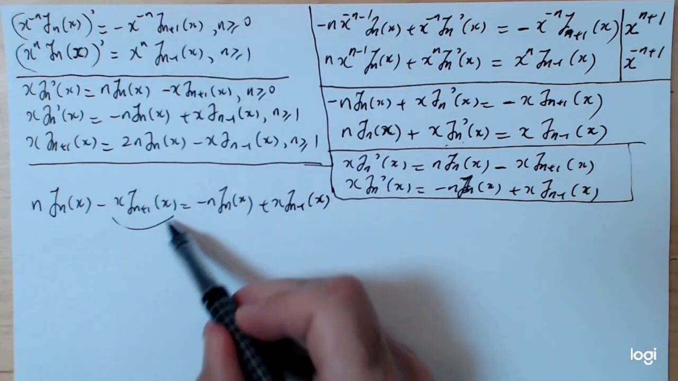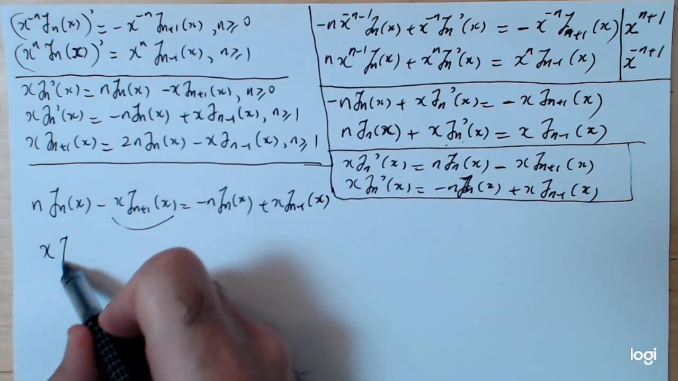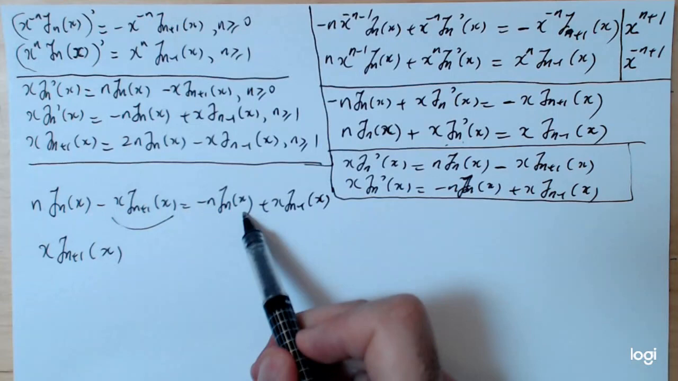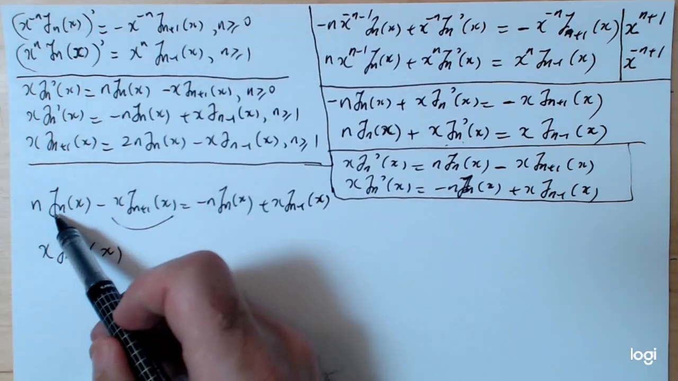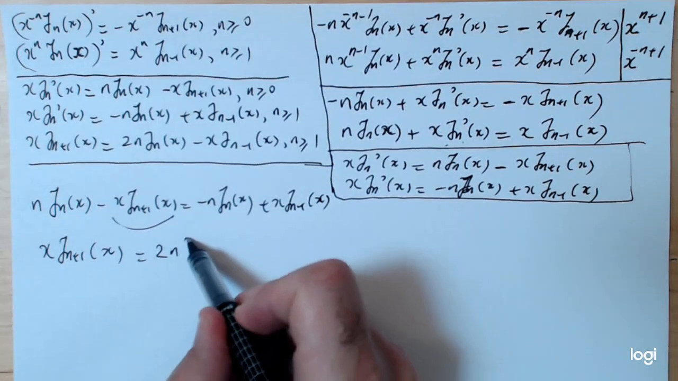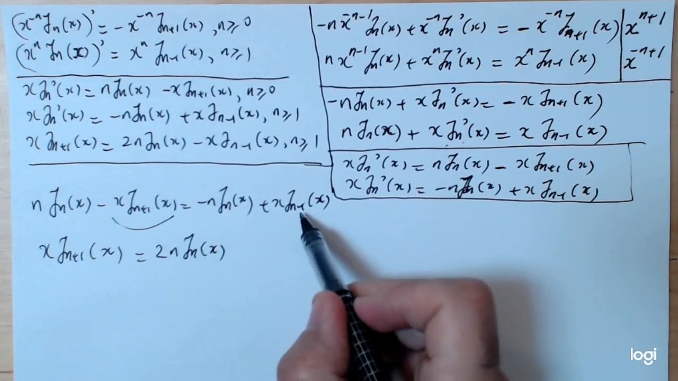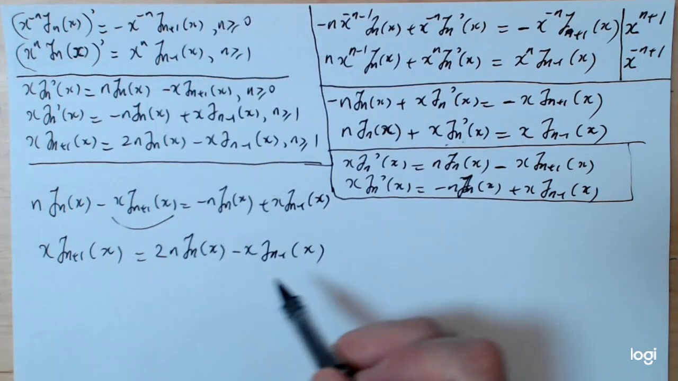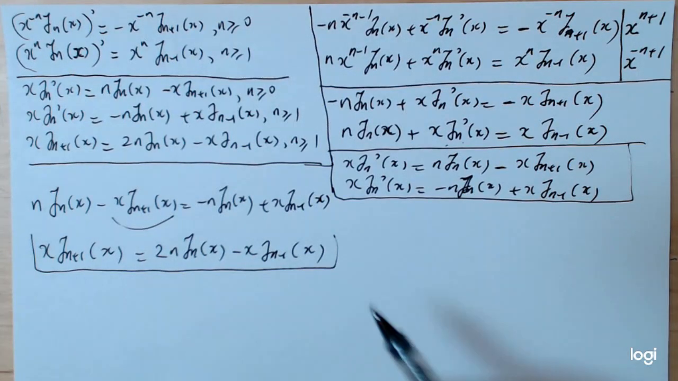And if we get this by itself, if you move it to the other side, and this to the left side, n Jn plus another n Jn makes it 2n Jn of x, and then minus x J(n-1) of x. So this is how you get the last formula.